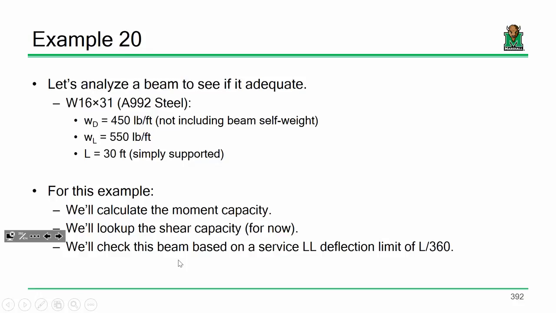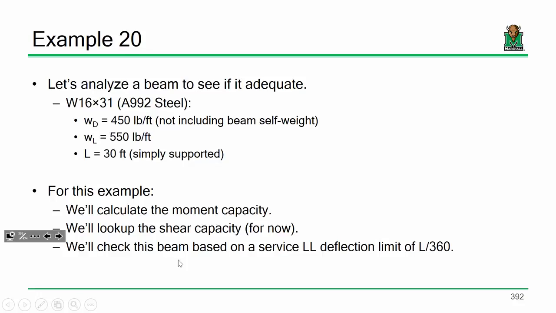Say it again. 31 pounds per foot. It's a W16 by 31. That's what the 31 means. It's 31 pounds per foot. Dead load of 450 pounds per foot superimposed. Live load of 550 pounds per foot, and the beam was 30 foot long.